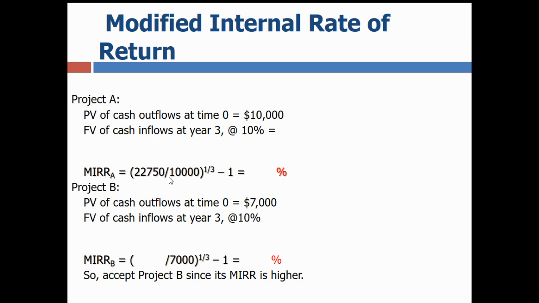So terminal value divided by your initial investment 10,000, the whole thing to the power of 1 over 3, minus 1. So remember the minus 1. You will be getting 31.52%.